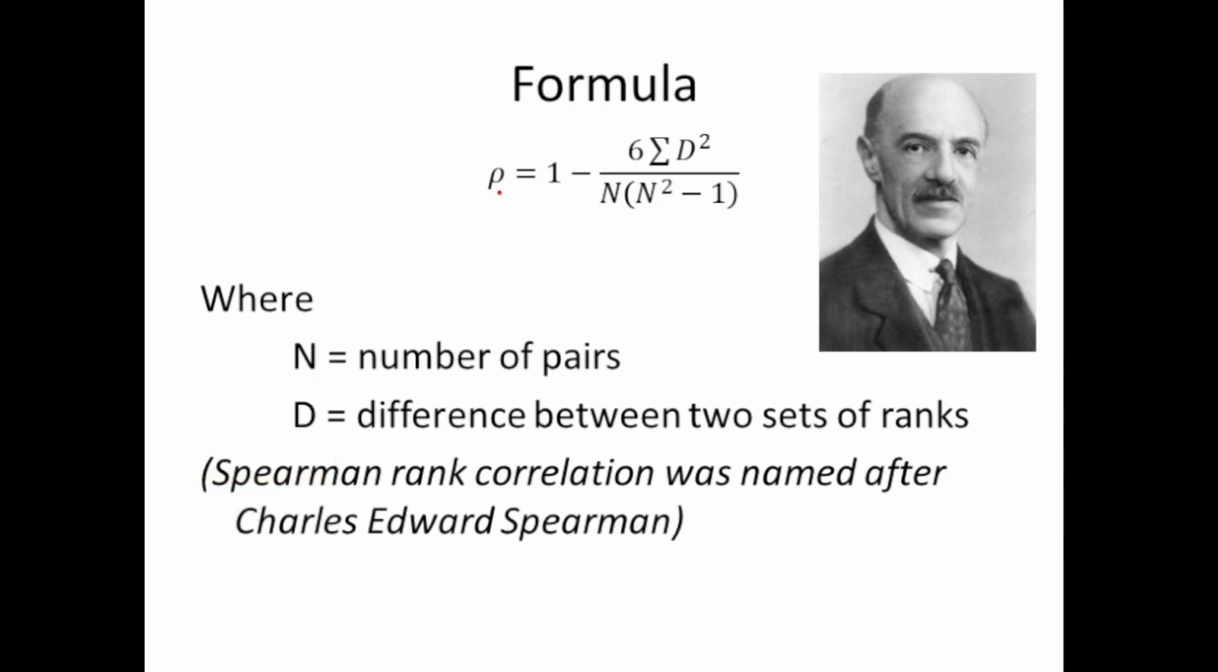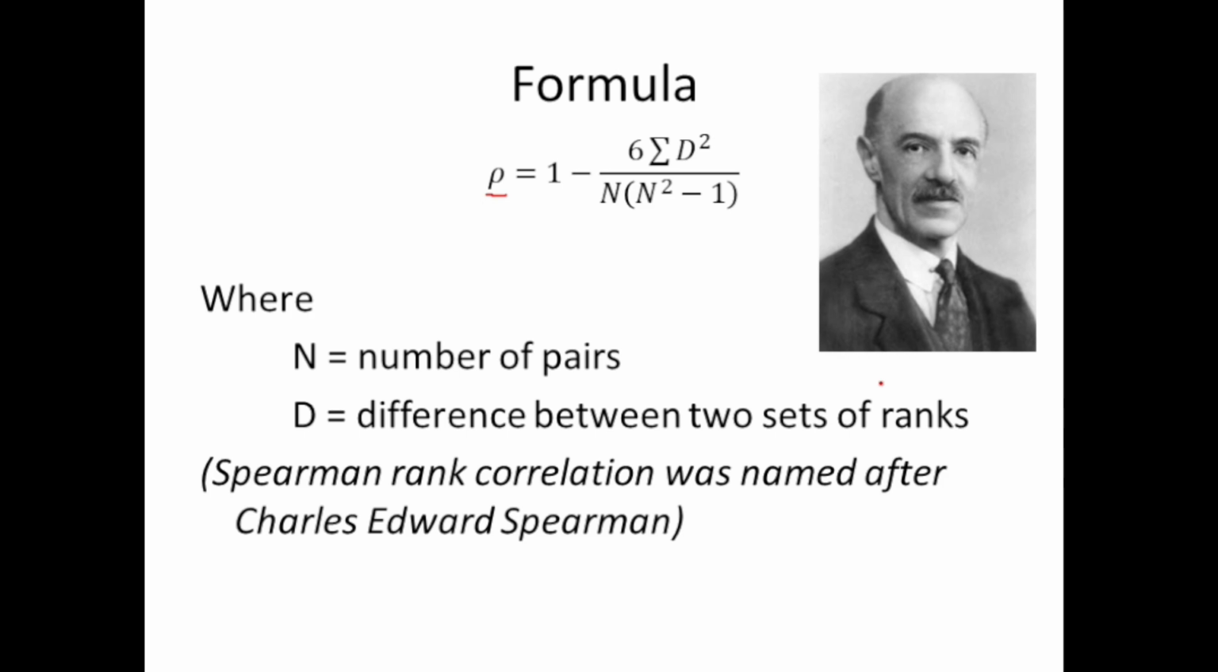Spearman rho is equal to 1 minus 6 summation of d square all over n times n square minus 1, where n is the number of pairs, d for the difference between two sets of rank. Okay. Siya po si Charles Edward Spearman. Siya po yung na-propose po nito. So ano po ba yung pinagkaiba ng computation kay Pearson r dito sa Spearman rho?